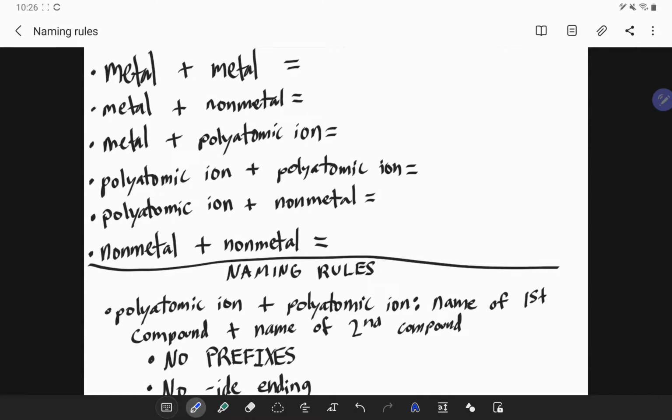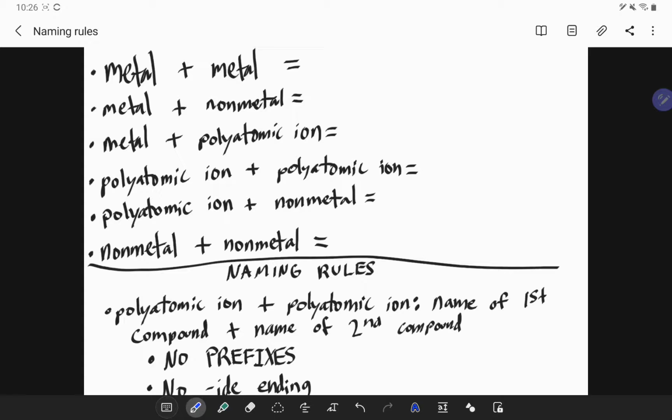In this video, we'll be talking about how to name ionic and covalent compounds that are not acids. We'll cover acids in another video. And to start this video, we're first going to focus on how to identify the bond type of the different types of compounds that we have.